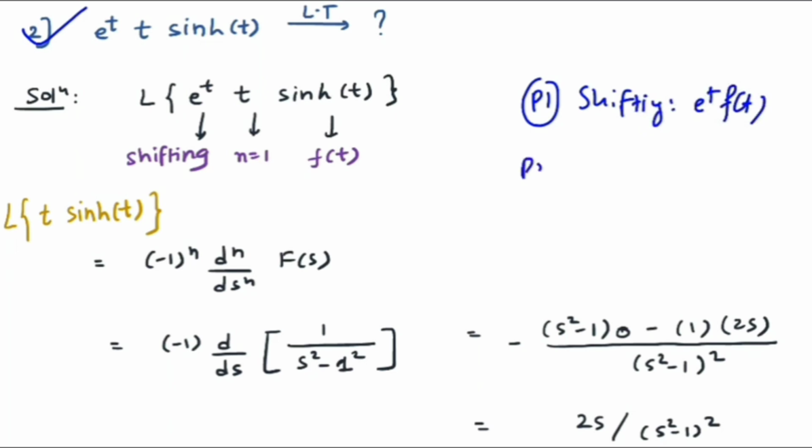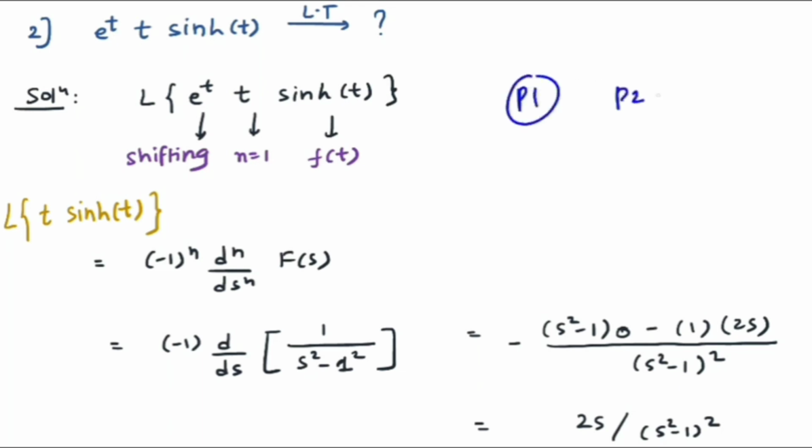And the property 2 is about the differentiation property, which happens when t raised to n is multiplied to a function. In this question, we have e raised to t, we have t, and we have f of t. So basically there is a confusion which property to use, property 1 or property 2. The answer is we have to use both property 1 and property 2. How to start with this question?